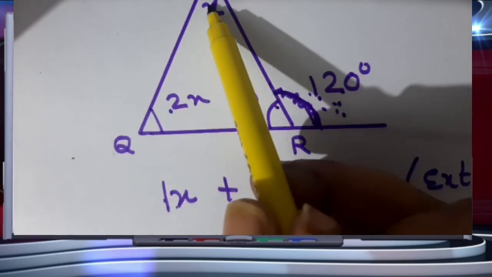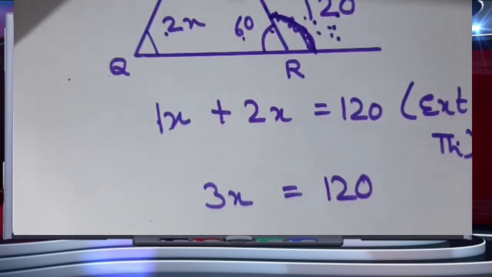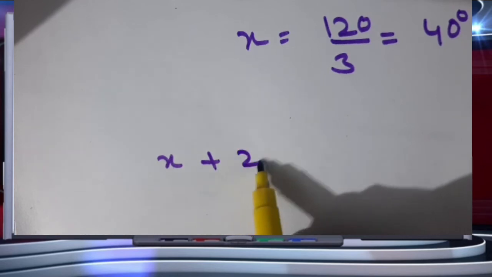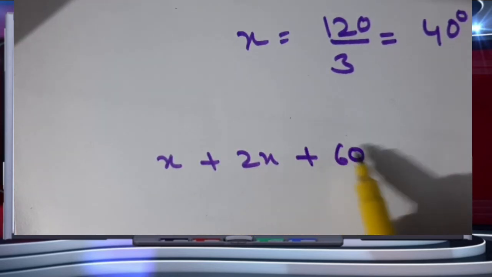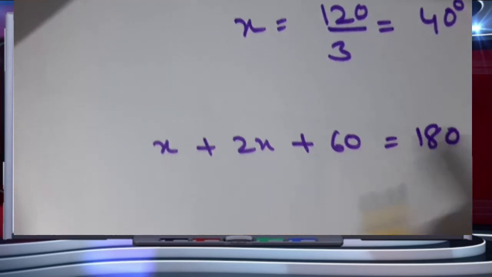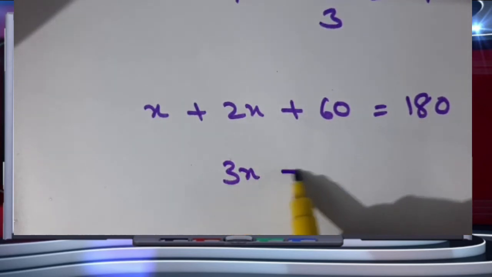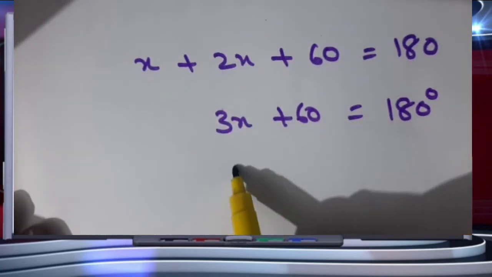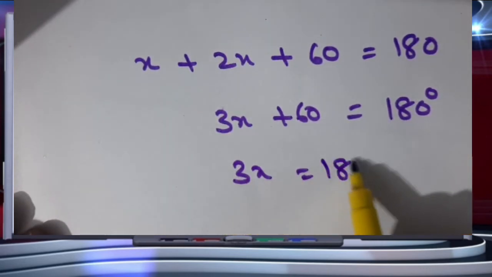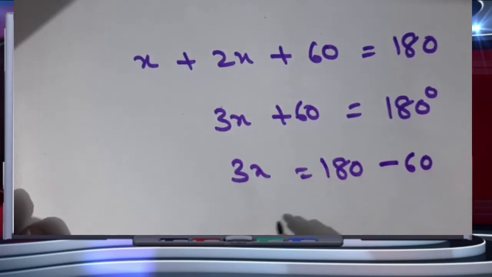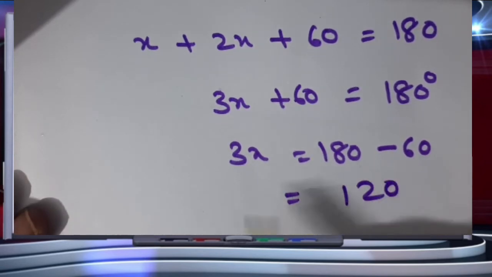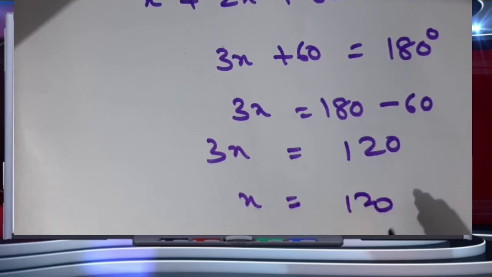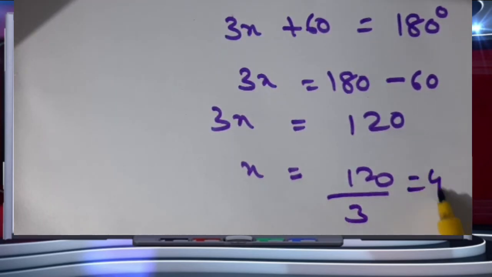Now by angle sum property you will add up the three angles. That is angle x plus angle 2x plus angle 60 is equal to 180 degree. Now x plus 2x is 3x, plus 60 is equal to 180 degree. So 3x is equal to 180 minus 60, that is 120 degree. Now x is equal to 120 upon 3, that is 40 degree.